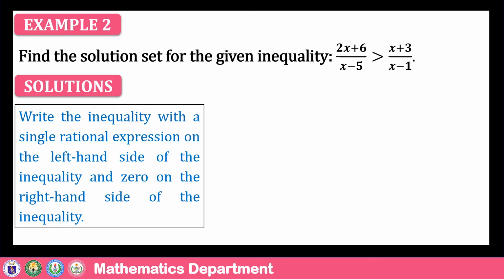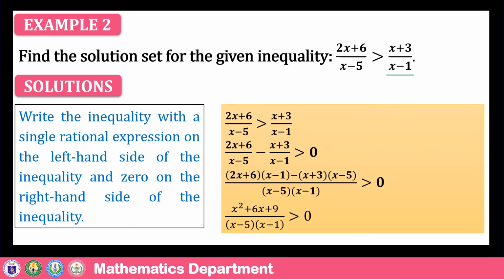So, dito, since ang ating right side ay meron tayong another rational expression which is yung x plus 3 over x minus 1, itong part na ito, so we need to move this one to the left hand side para maging 0 na lang yung nasa right hand side natin. So, moving that one, we will have 2x plus 6 over x minus 5 minus x plus 3 over x minus 1 is greater than 0.